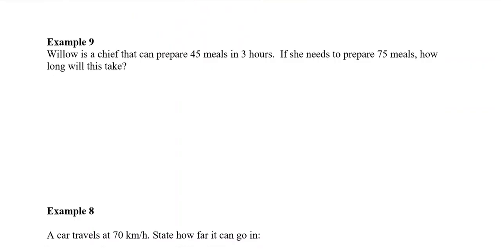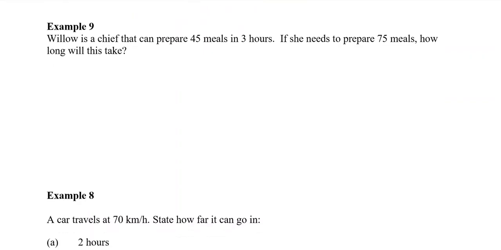Question 9. Willow is a chef that can prepare 45 meals in 3 hours. So that's 45 meals in 3 hours. If she needs to prepare 75 meals, so the 75 meals will go on the top. How long will this take? That will be the time, which is going to be X, that I put on the bottom of that fraction.